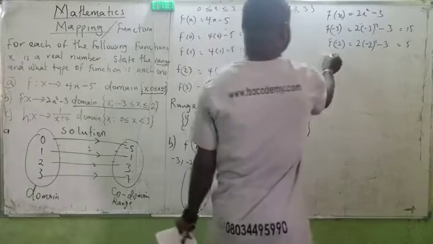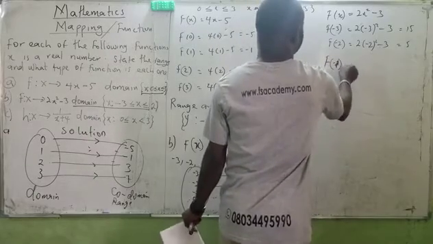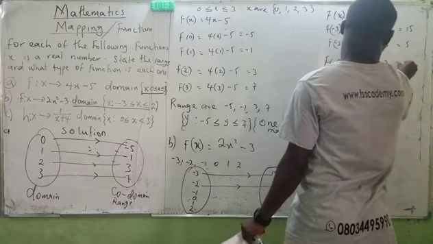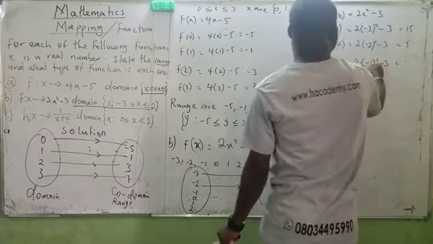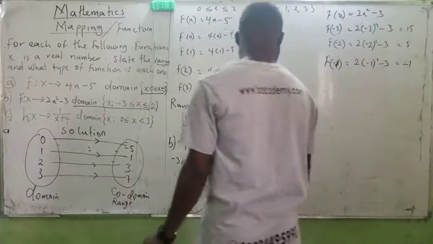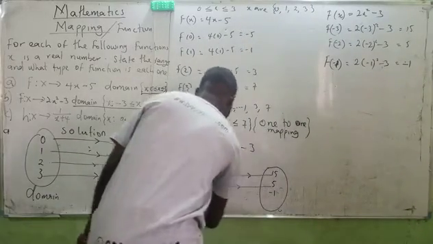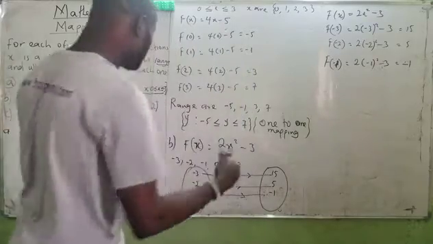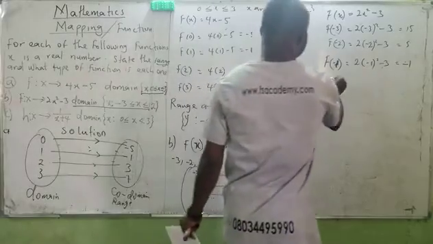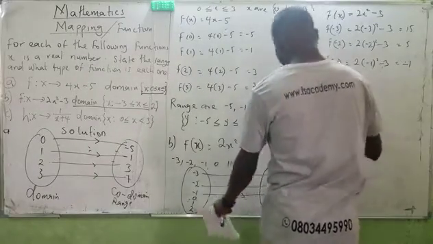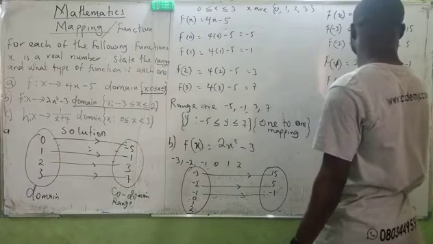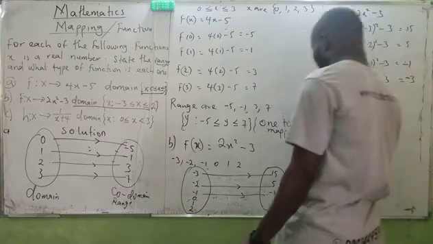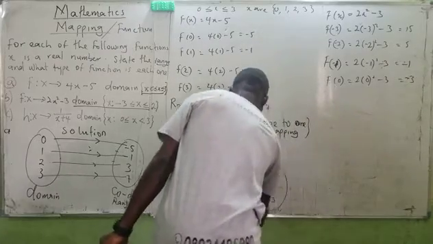Now, f of -1 will be equal to 2 times (-1) squared minus 3, which is going to be -1. Now, can you see the way it's being done? Next, f of 0, not -0. f of 0 will be equal to 2 times 0 squared minus 3, which is going to be -3. I will have a -3.